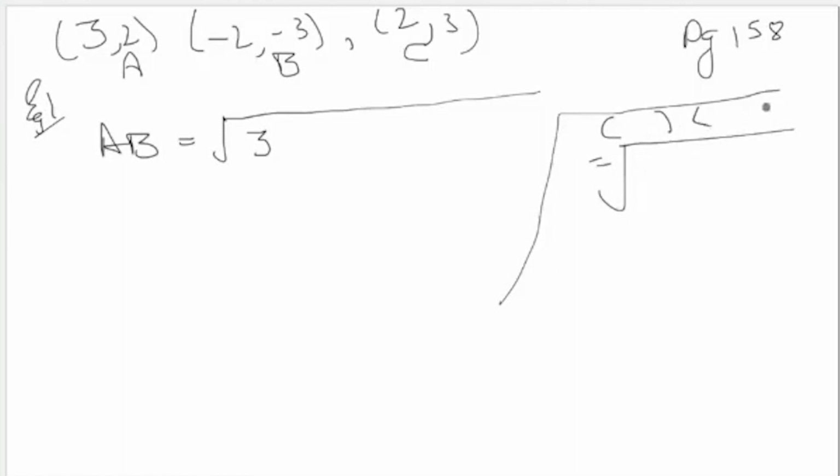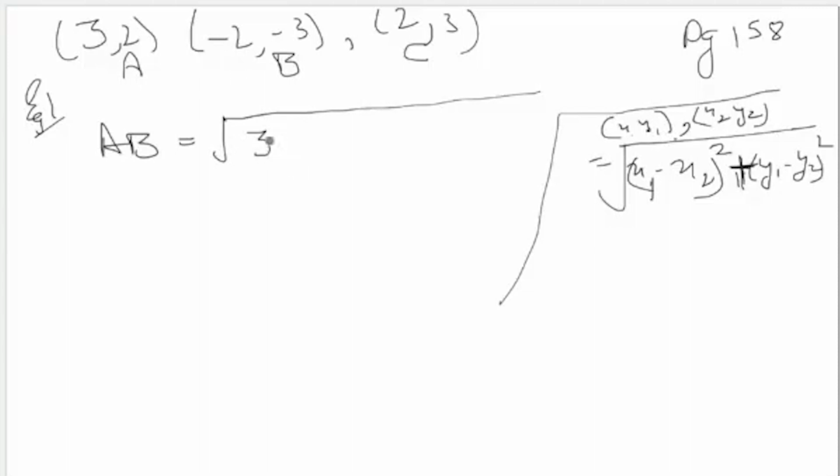If two points with coordinates x1, y1 and x2, y2 are given to us, what would be the distance between them? The root of (x2 minus x1) whole square plus (y2 minus y1) whole square. Absolutely right. We have to add these, and we have to use this only.